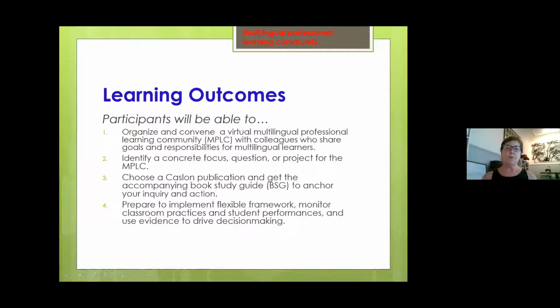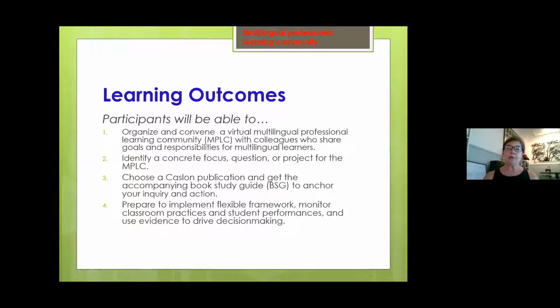Okay, so the outcomes for today is you all will be able to organize and convene a virtual multilingual professional learning community with colleagues who share goals and responsibilities for multilingual learners. So if you are working in a team like a bilingual education team or a grade group team or a content area team, you might work with your colleagues to figure out how to take a more multilingual lens and address the needs that your students have.